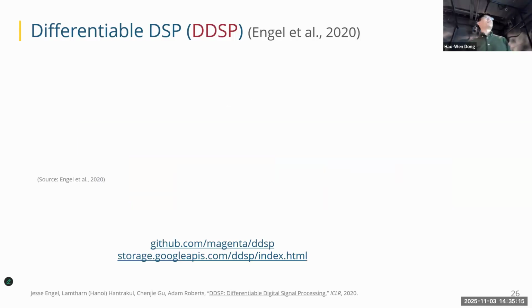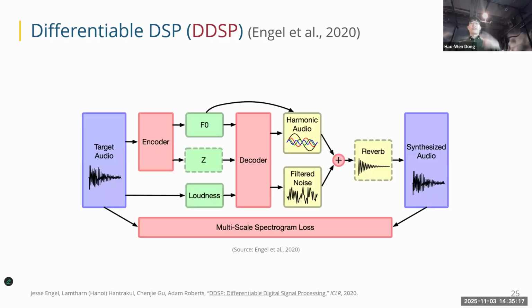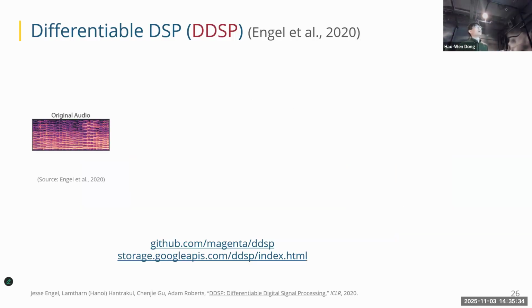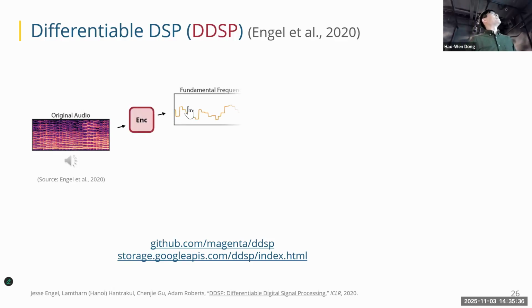It's trained with this multi-scale spectrogram loss, which is similar to the previous one that we were thinking about in Mel GAN, where you use different scales and compute the spectrogram to optimize things. But anyway, this is a breakdown. You have the original audio, you have this encoder, and you get the fundamental frequency. Something like this. Let me play it again. You see that's the fundamental frequency.